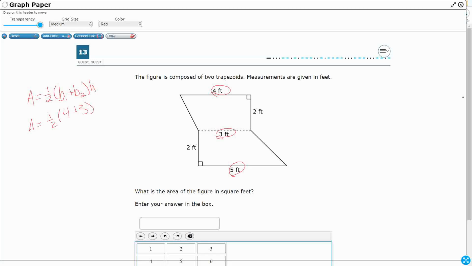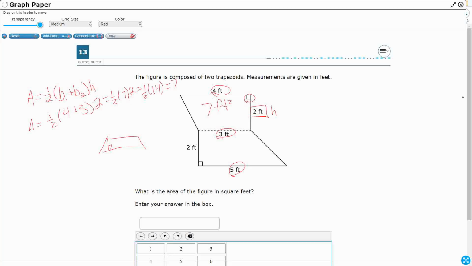Height. Sometimes in a regular trapezoid, you can't use the side length, right? If it's a regular trapezoid that we're used to seeing, we're going to need some type of height given to us. But since it's a right angle, we can actually use this side length as my height. So that's going to be 2. So let's see, I've got 1/2 times 7 times 2. So that's going to be 1/2 of 14. And that's simply going to be 7. All right, so this is 7 square feet.